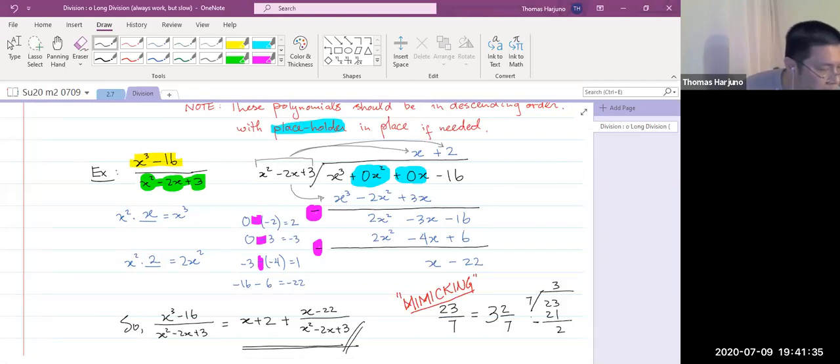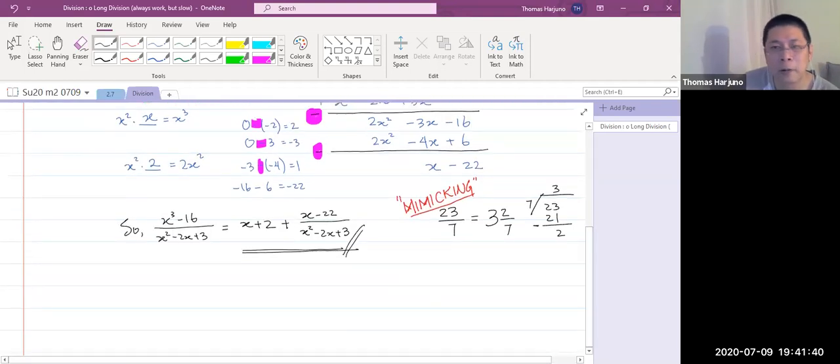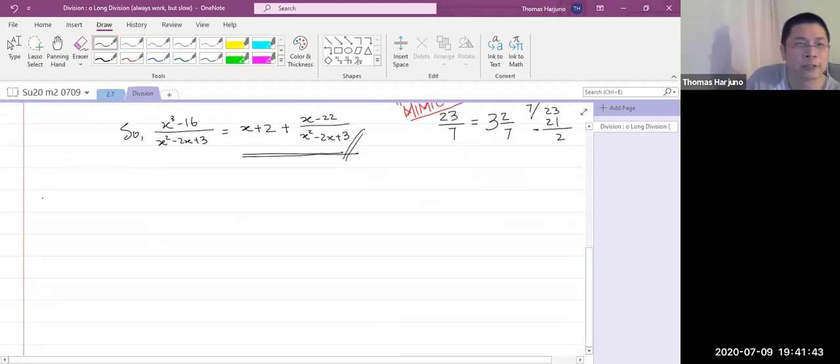Now, that's one example. Let's see another example, and maybe I would like you to do this. You try this. For example, suppose we have x minus 3x squared plus 5 plus x cubed over x plus 2.